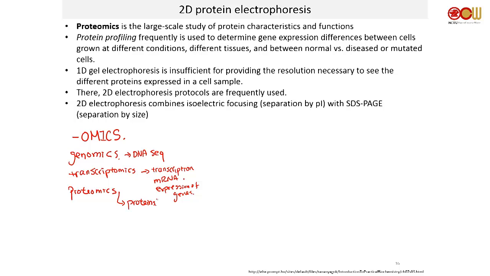This is looking at a cell. I want to look at what kind of proteins are there. Proteomics. I want to study all proteins. After proteomics, do you still have other stuff? Yes, we do. We have metabolomics.